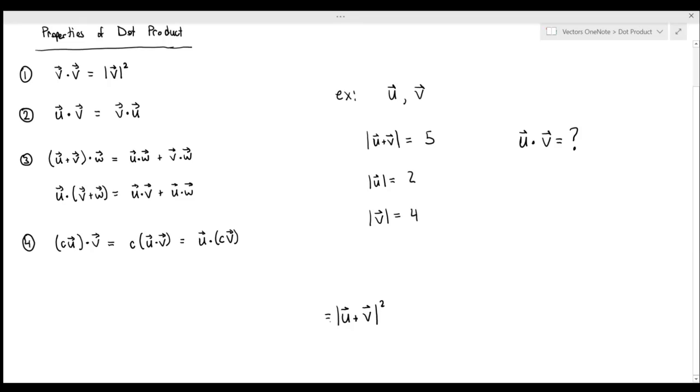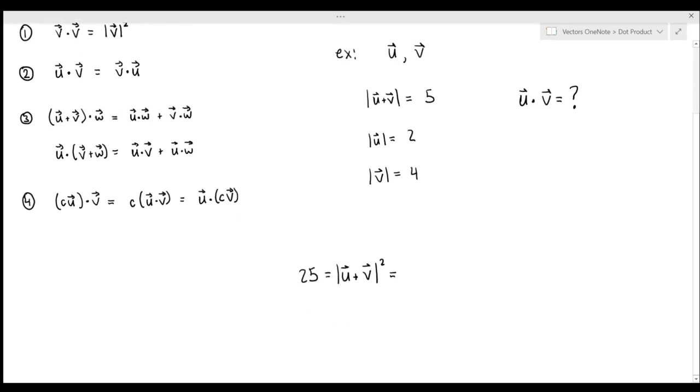So we know the magnitude squared would be 5 squared, which would be 25. But the reason why I want to look at the magnitude squared is because I want to involve the first property right now, where if I have the magnitude of a vector squared, I can rewrite that as the vector dot product with itself. So then this I could rewrite as the vector u plus v dot product with itself. So I'm going to do that first.